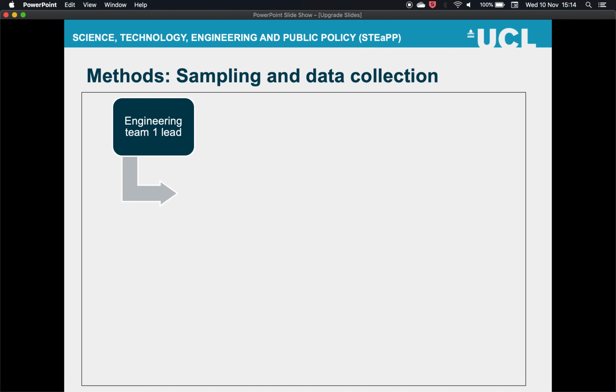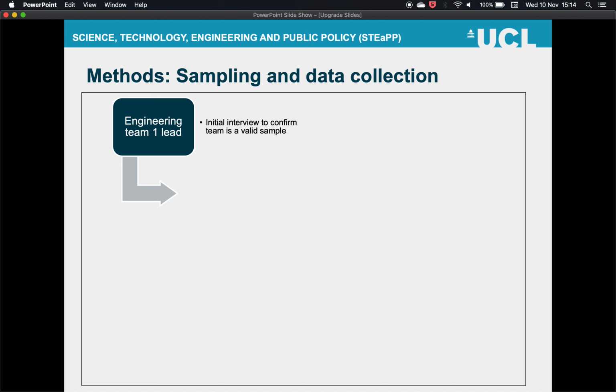So leveraging STEaPP's policy network, I found an engineering advice team working with policy analysts within BEIS, and they work on energy policy questions. I reached out to the head of the engineering team to ask about the team structure and the position within BEIS to determine if the team would be a good pilot case study to start answering some of those questions that we just asked.